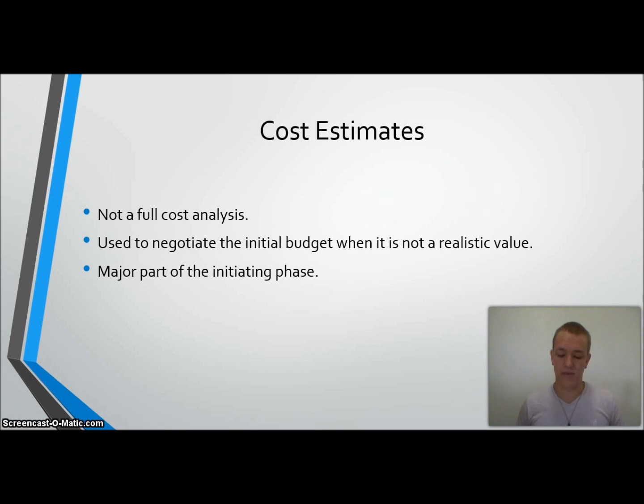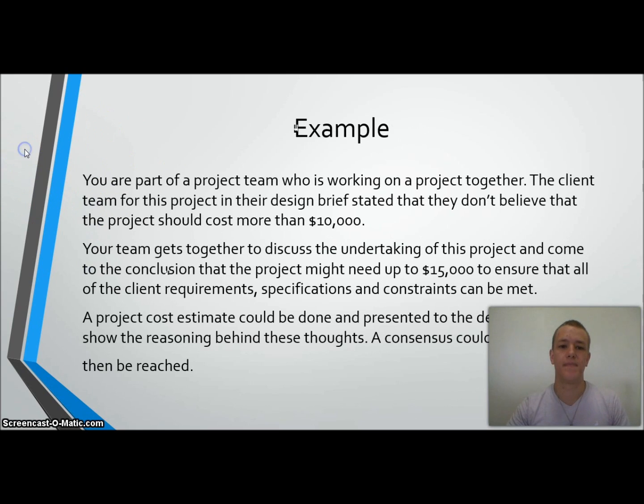So let's have a bit of a look at an example of this. So you're part of a project team who is working on a project together. The client team for this project in their design brief stated that they don't believe that the project should cost more than $10,000. Your team gets together to discuss the undertaking of this project and come to the conclusion that the project might need up to $15,000 to ensure that all of the client requirements, specifications and constraints can be met.